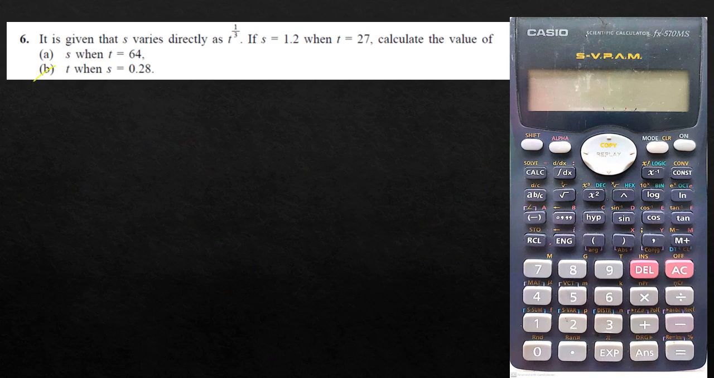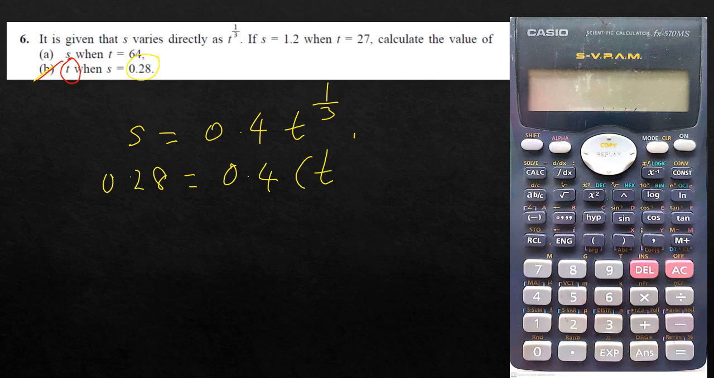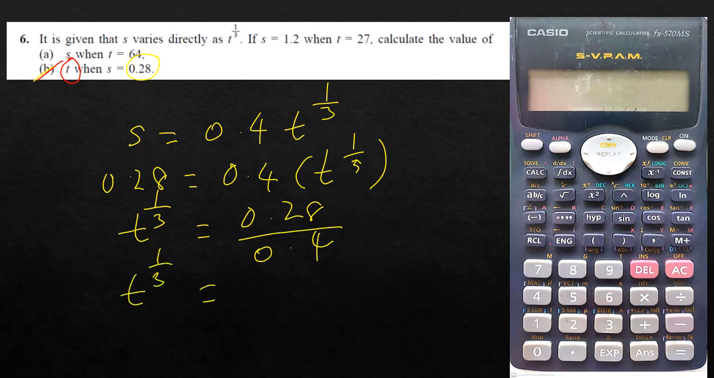Okay, next for 6b, how you have to find your t. So your equation just now is s equals 0.4 t power 1 over 3. When your s is 0.28, you have to find your t. What you do first is t power 1 over 3 is 0.28 divided by 0.4. Use your calculator, you'll get 0.7.